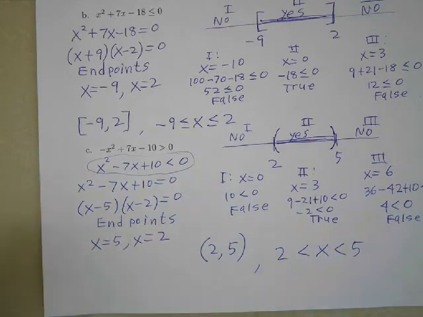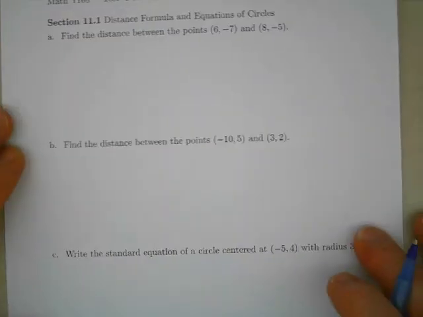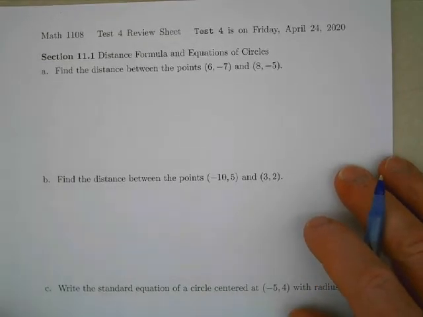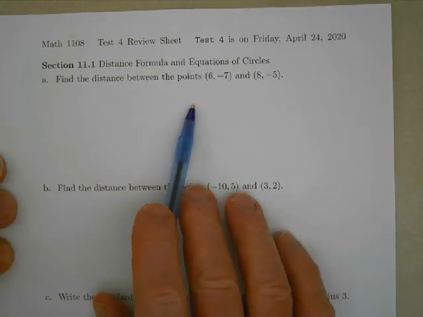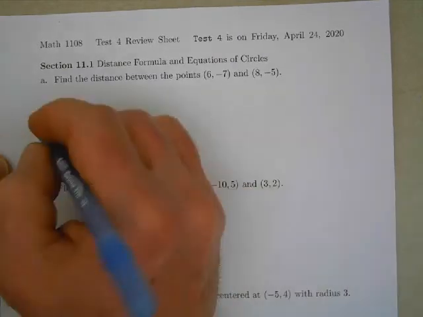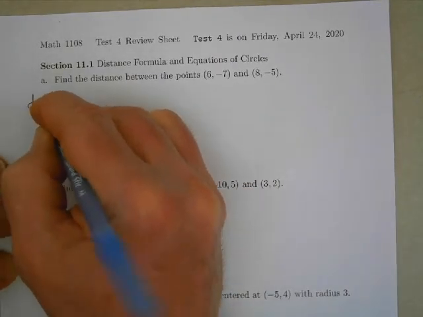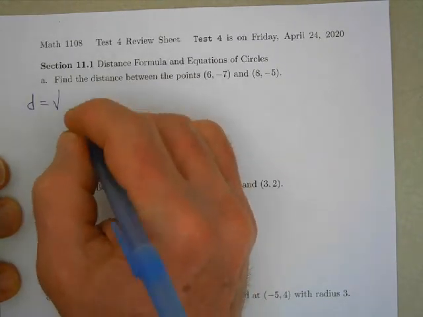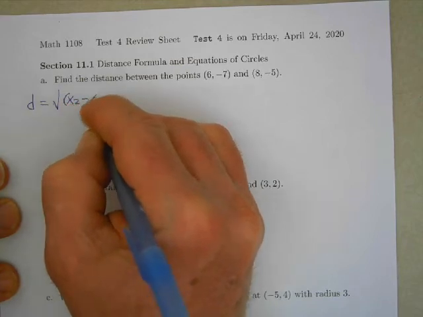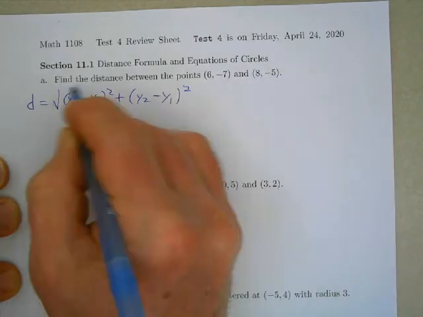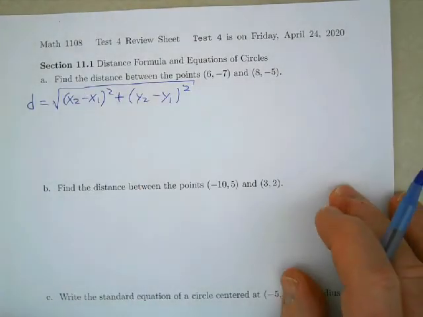Okay, we'll do some problems from 11.1. 11.1, the distance formula and equations of circles. Find the distance between the points (6, -7) and (8, -5). So the distance formula, just to remind you, the distance between (x1, y1) and (x2, y2) in the xy plane is the square root of (x2 minus x1) squared plus (y2 minus y1) squared. Positive square root of that is the distance.